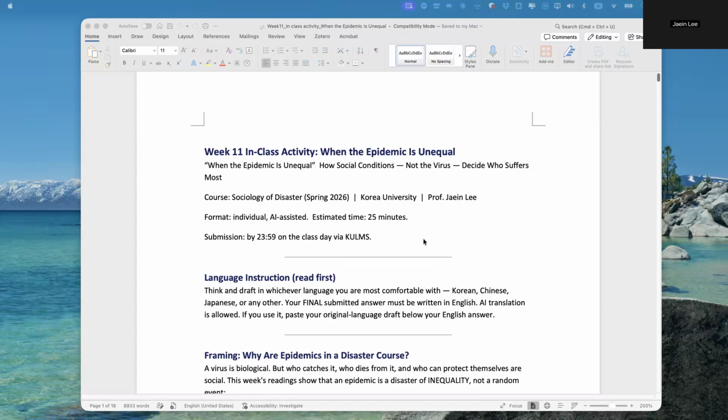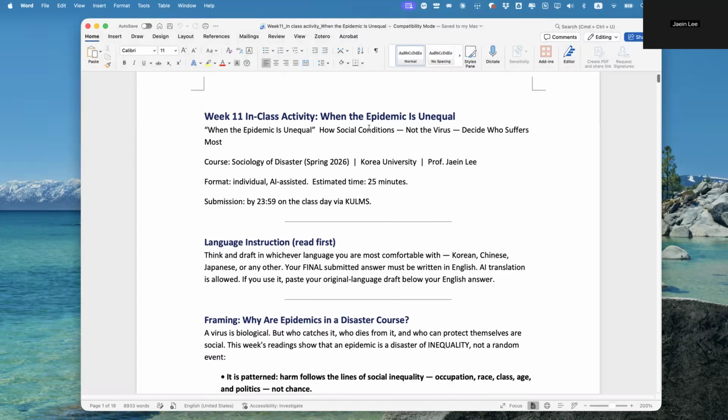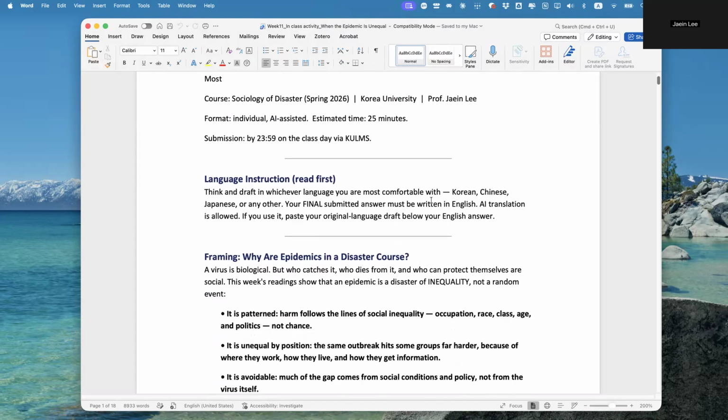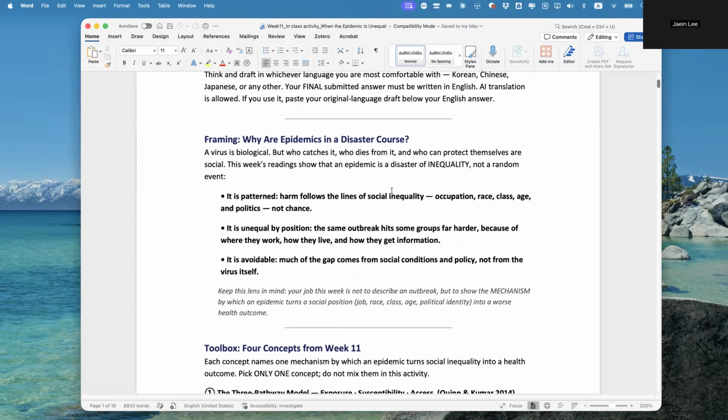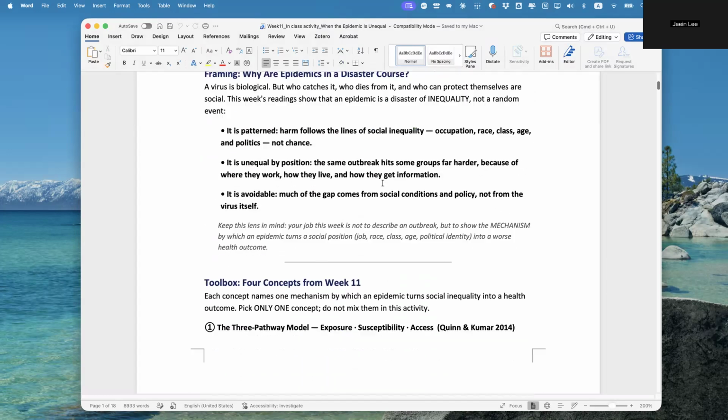All right, so in the previous video, as I mentioned and as you always did, we are trying to make the in-class activity here. So week 11 in-class activity: when epidemic is unequal. So we are trying to make the frame of why epidemics are a disaster in the course.